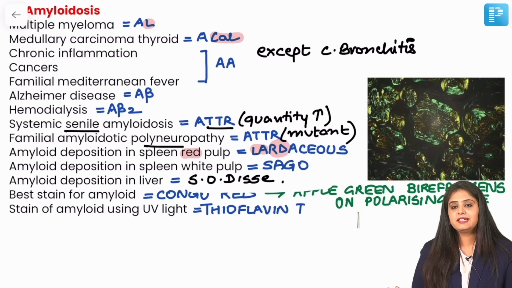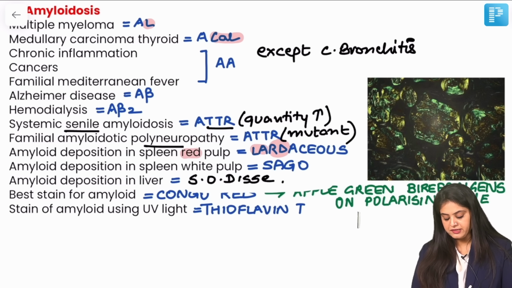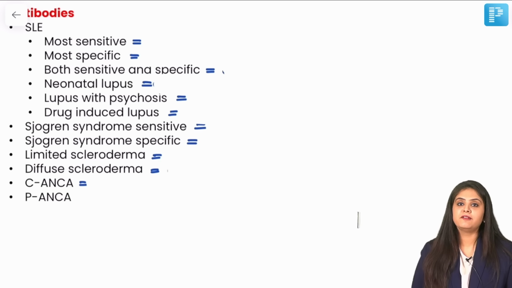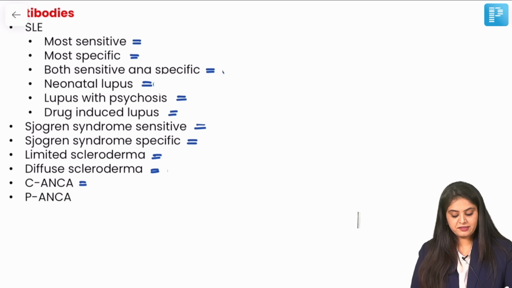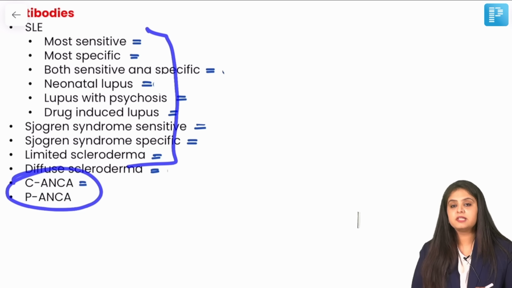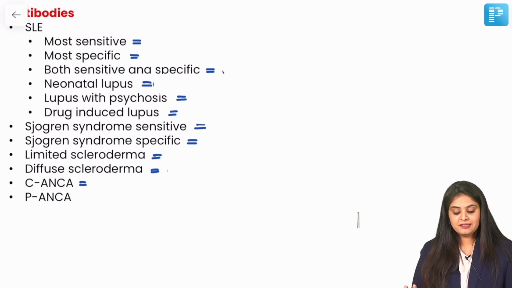Amyloidosis done in one slide. Let's move on to the next. The next one is dedicated to all the antibodies that you have to know. Starting, of course, first with SLE and all autoimmune disorders and wrapping it up with all the vasculitis things. Let's get going with SLE.